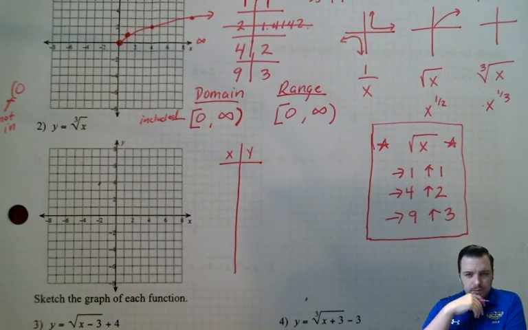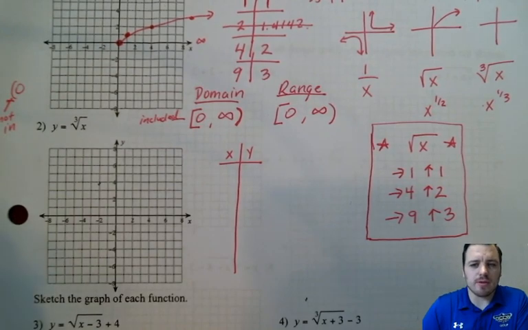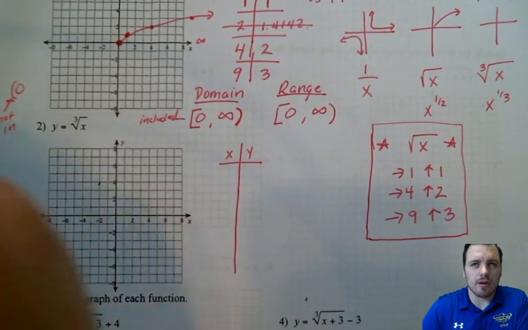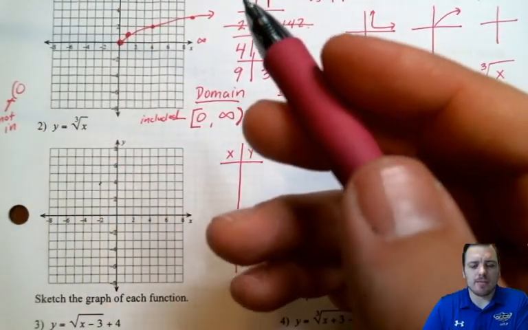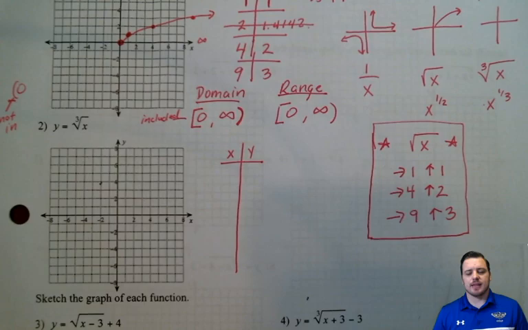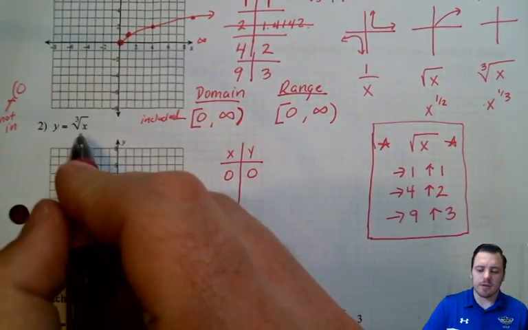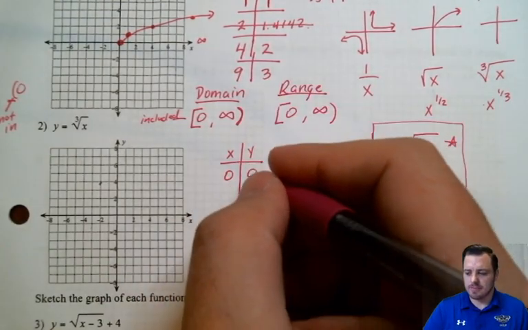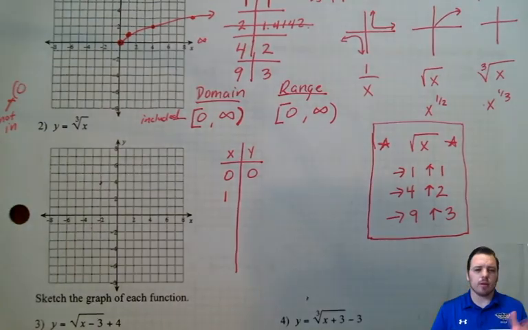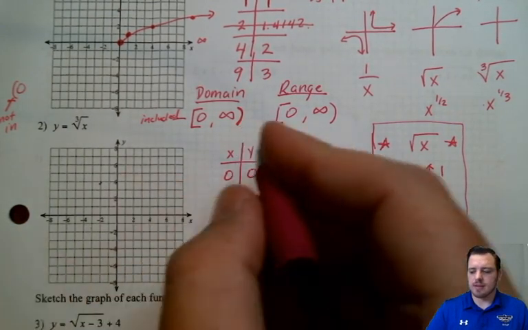Okay, so now with the cube root of x, we're looking for numbers that can be put into this x, that you can multiply a number 3 times and get that number. So 0 will work here, and it's 0, 0. If you put a 0 in, what will multiply times itself 3 times to give you 0? Well, 0. If you put a 1 in, what will multiply times itself 3 times to give you 1? Well, 1.